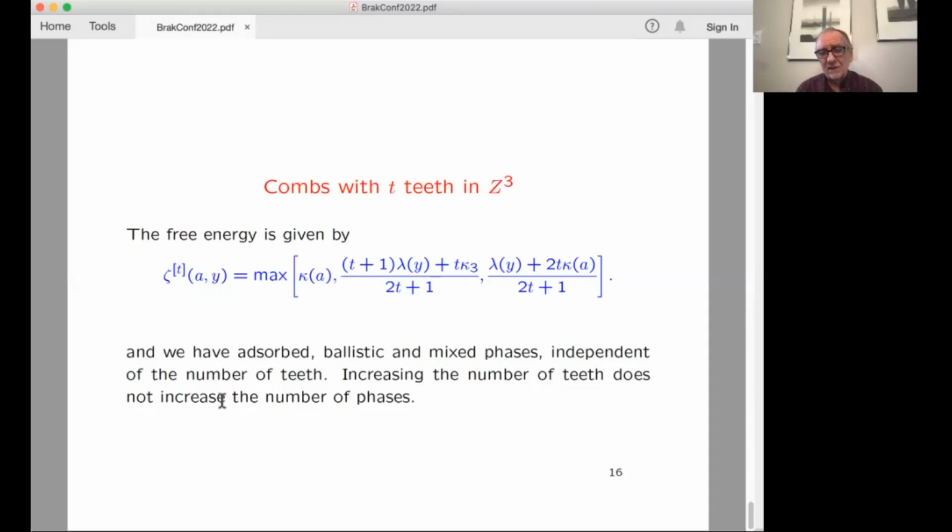And finally, you have a mixed phase in which one branch of the backbone is being pulled ballistically, that's the lambda of y, and everything else is sitting in the surface. So the first phase, kappa of A, is an adsorbed phase. The second one, t plus 1 lambda of y plus t kappa 3, is a ballistic phase. And the last one, where we have a lambda of y term and a kappa of A term, is a mixed phase. And we always have 3 phases independent of the number of teeth. An increase in the number of teeth doesn't increase the number of phases.